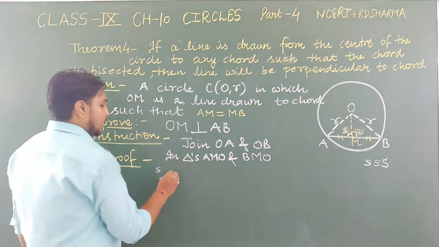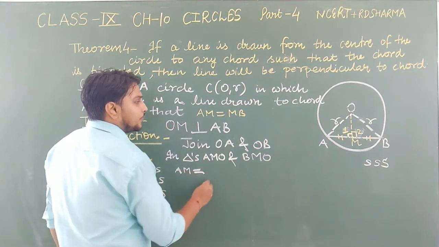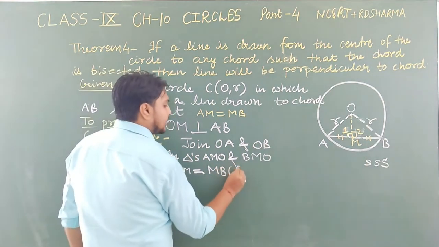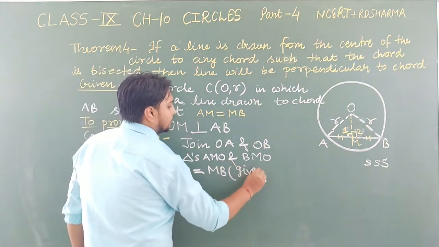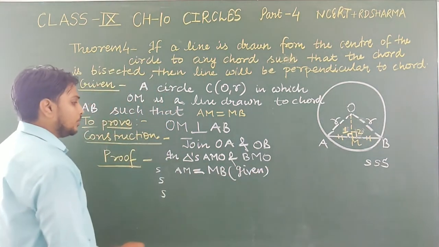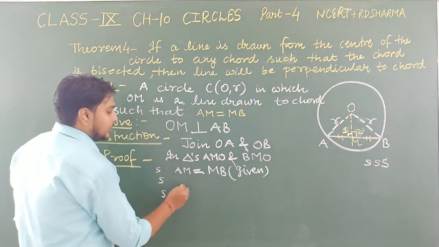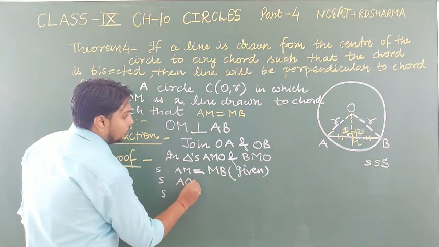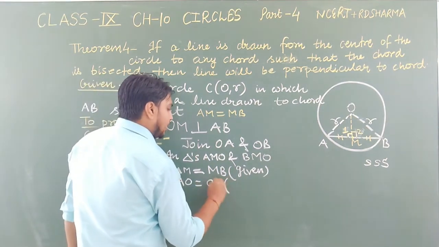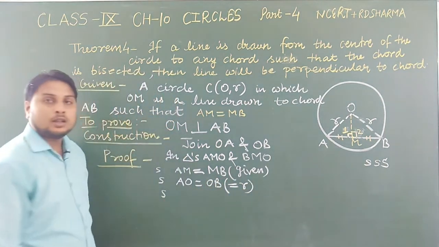So let us see. Firstly, you write that AM is equal to MB. How is it given? It is given in the statement of the theorem. Then the second side is what? It is AO is equal to OB. Why are they equal? Because both are the radius of the circle.